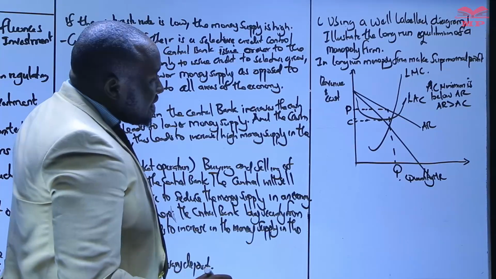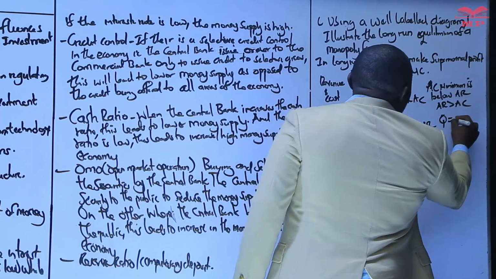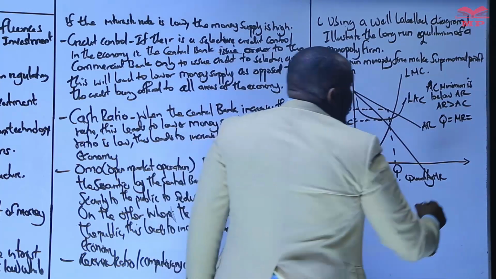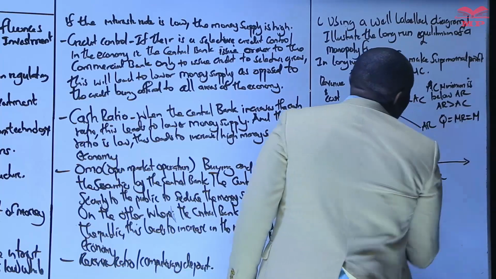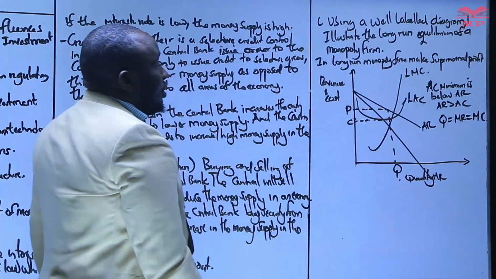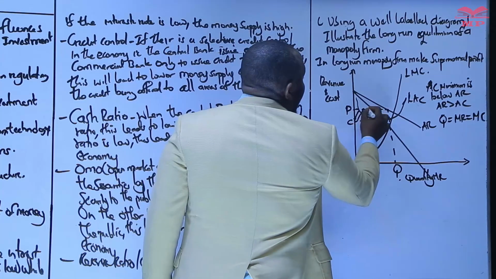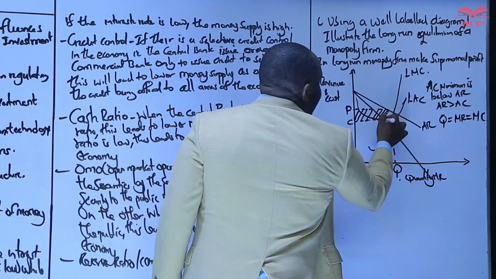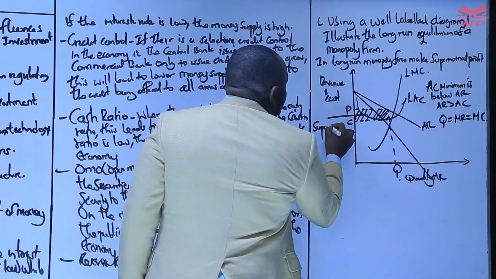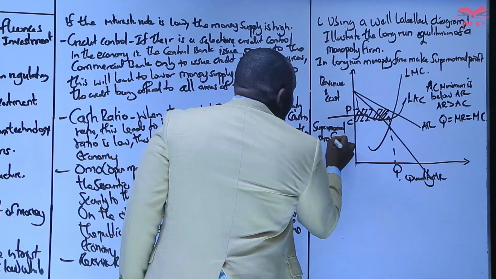So we can establish that this value of Q is where we maximize profit, where MR is equal to MC. Marginal revenue is definitely equal to MC. So where is the supernormal profit? The supernormal profit would be the shaded part. This represents the supernormal profit.